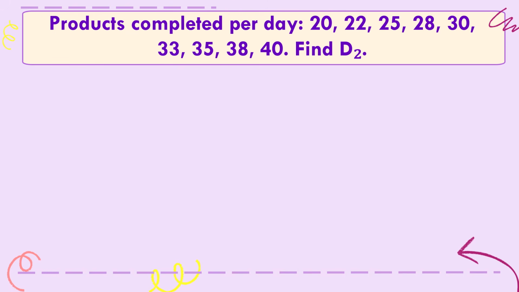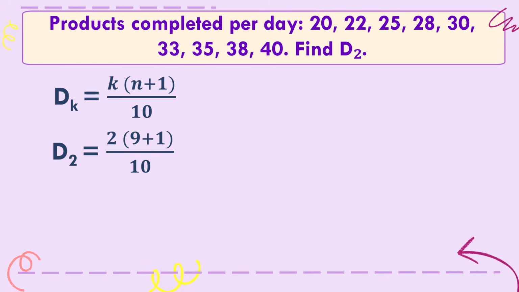The products completed per day are 20, 22, 25, 28, 30, 33, 35, 38, 40. Let us find decile 2. Decile k is k times (n plus 1) over 10. If we count the products completed per day, we have 1, 2, 3, 4, 5, 6, 7, 8, 9. So 9 plus 1 is 10, times 2 is 20, divided by 10. Decile 2 is the second position, and the second position is exactly 22.